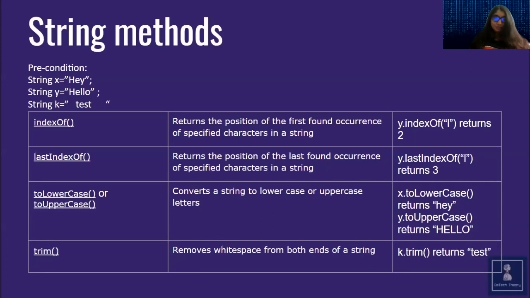Now, lastIndexOf works very similarly to indexOf, but it just returns the last occurrence instead of the first occurrence of something. For example, let's go y.lastIndexOf("l"). Now this will return 3 because the first occurrence of l is at index 2, but the last occurrence of l in this particular string is at index 3. So that's what we're going to return.